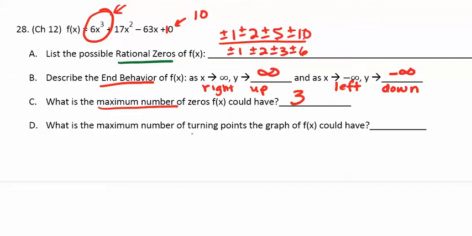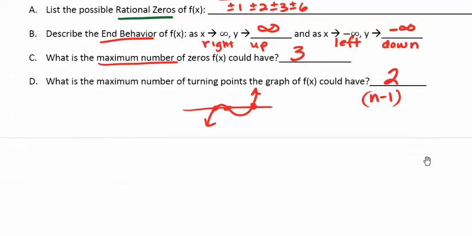So what about turning points? Well, if it can cross the axis 3 times, it can only turn twice. So think how a graph could cross the axis 3 times. If it crosses the axis 3 times, it can only turn twice. So this is n minus 1 for the number of turns of a polynomial function. Again, we're talking only for polynomial functions there.